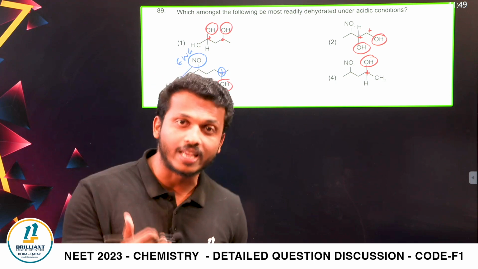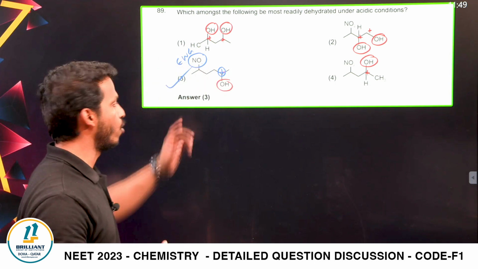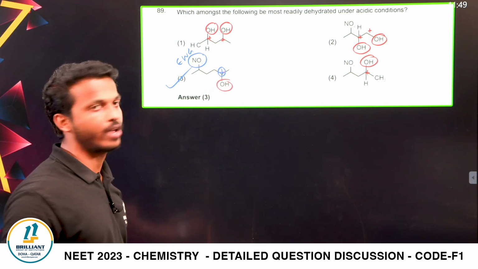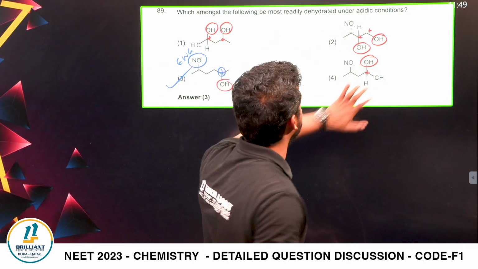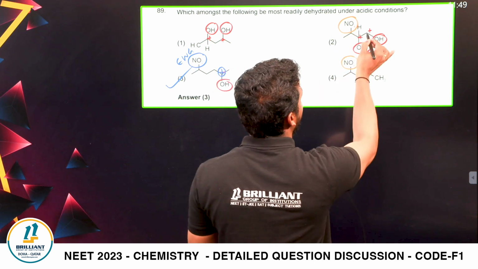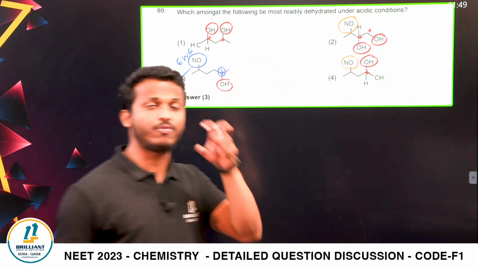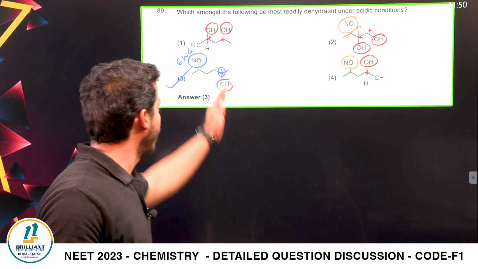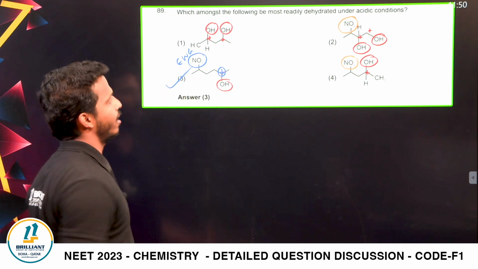Withdrawing group, that will decrease the stability of what? Carbocation. Here the withdrawing group is far away from the carbocation. But what about these cases? Here you can see the nitro group is there. These are all very close to the carbocation, right? If the withdrawing group is close to the carbocation, it decreases the stability. Here it is far away, so it increases the stability.